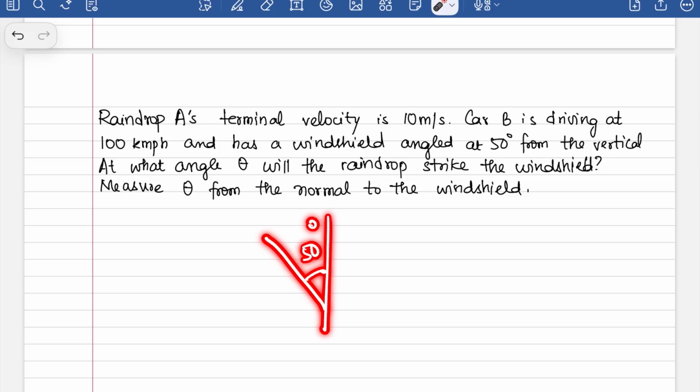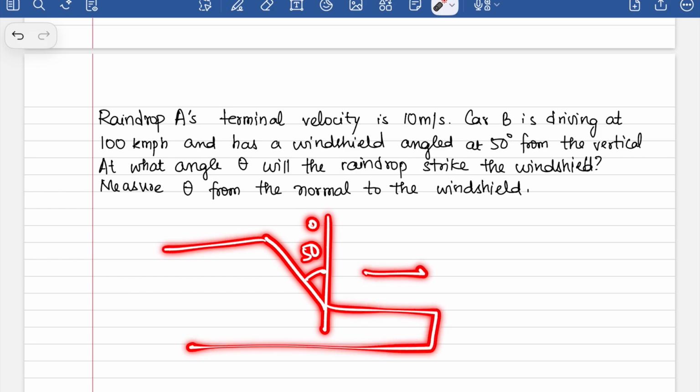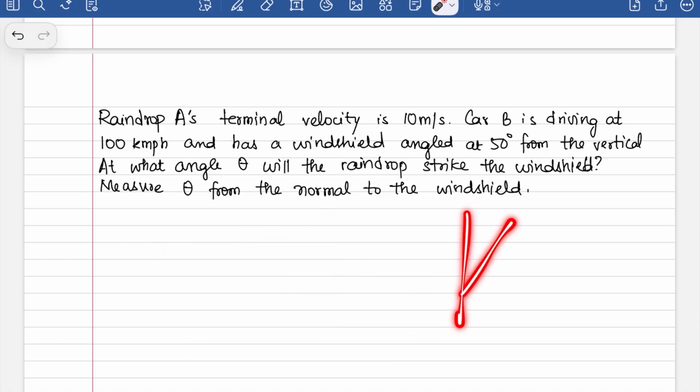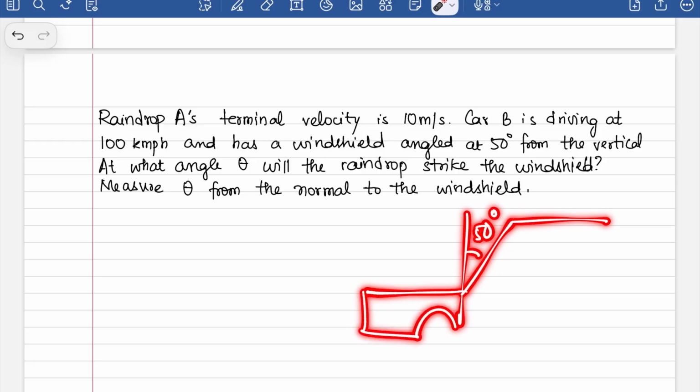Now I drew it in this way because it doesn't really tell you if the car is going to the left or the right. So I'm assuming that the car is going rightward, and this is how the windshield is oriented. Of course, you could have done it the other way, where the car is going leftward, and this here is the windshield of the car. That's also fine because it doesn't affect anything related to the answer.